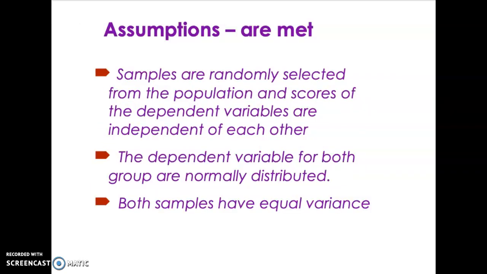However, in order to run an independent sample t-test, like other inferential statistics, you have to fulfill some assumptions. For independent sample t-test, there are three assumptions that you have to fulfill. The first one, samples are randomly selected from the population and scores of the dependent variables are independent of each other. The second one, the dependent variables for both groups are normally distributed. And the third one, both samples have equal variance.